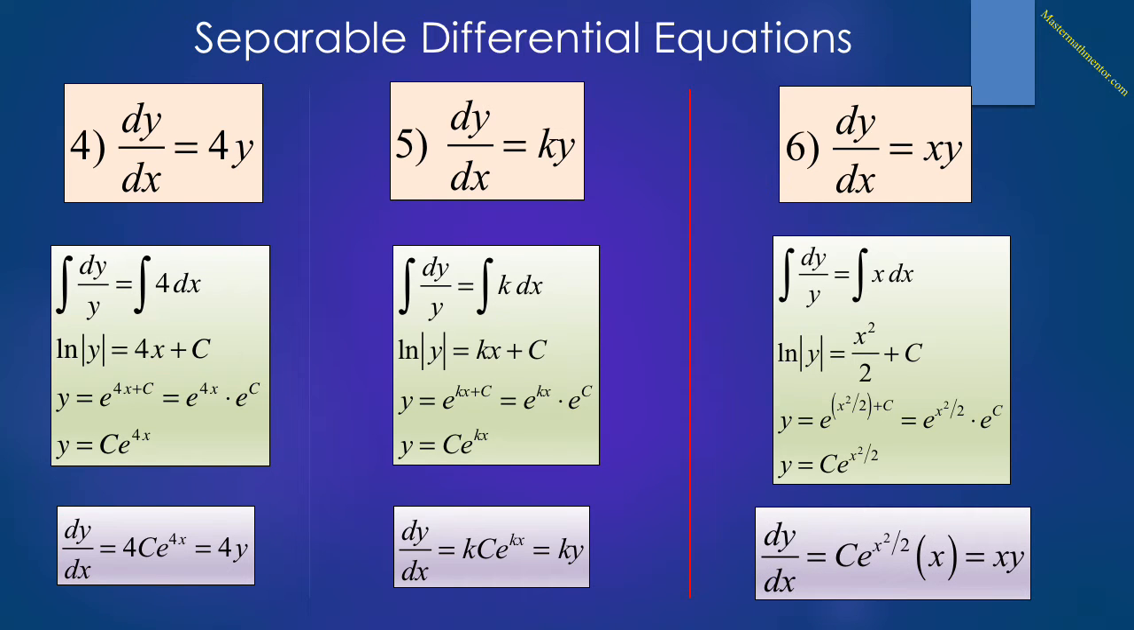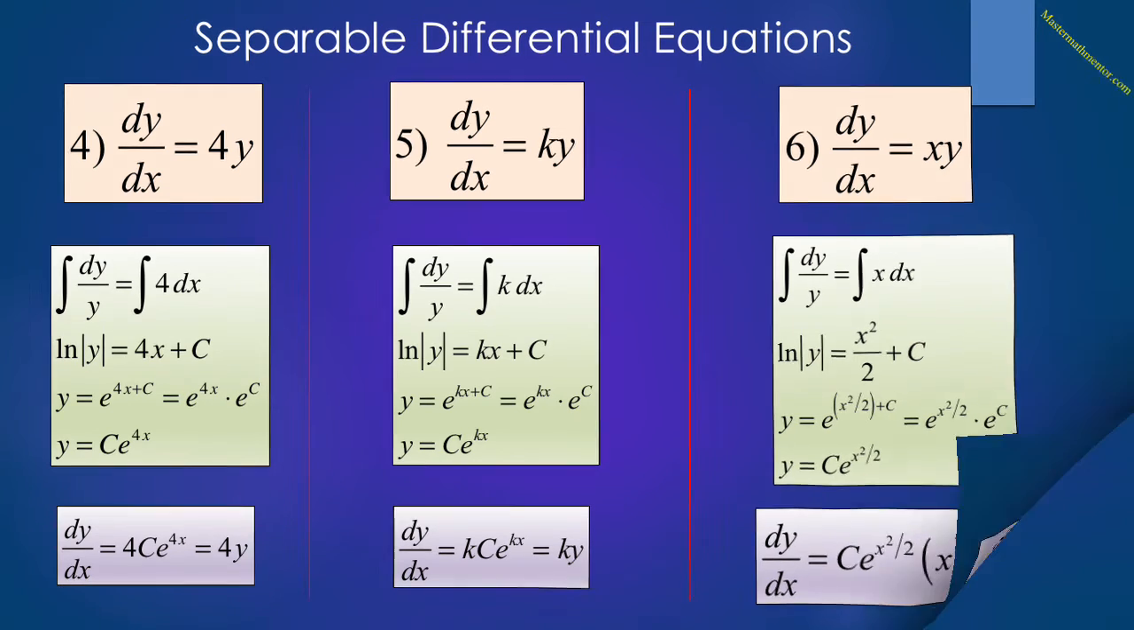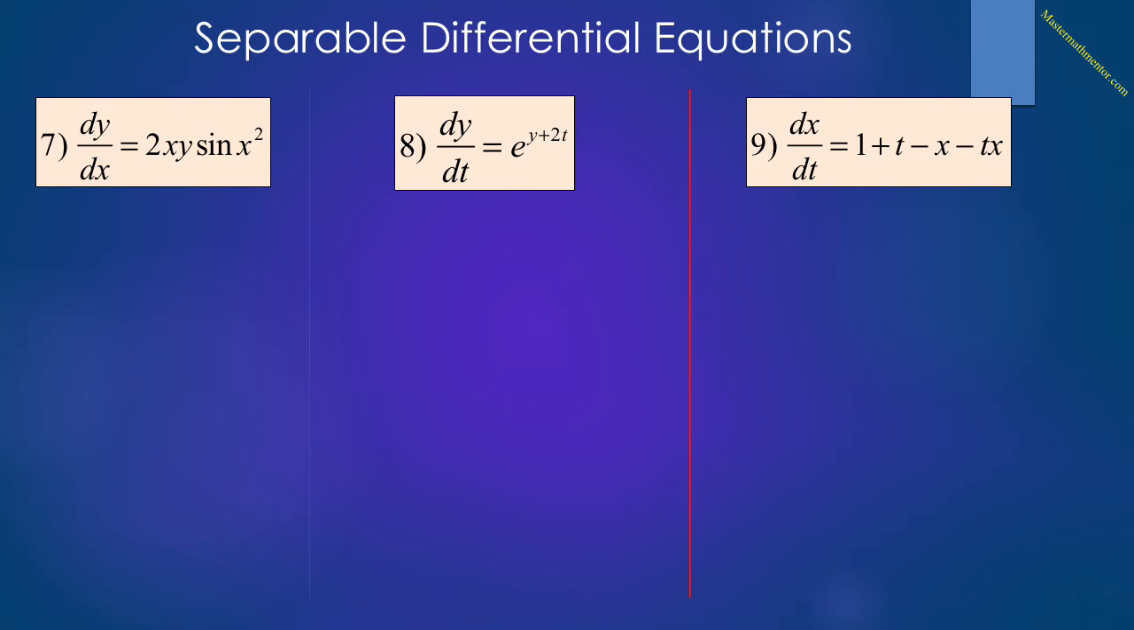The check is just as easy. dy/dx is equal to c e to the x squared over 2 times the derivative of x squared over 2, which is x. And therefore, since c e to the x squared over 2 is y, dy/dx is equal to xy. Numbers 7 through 9 are done the same way, but you have to be careful. There are some tricky steps involved, and the checks involve several steps now instead of just one.